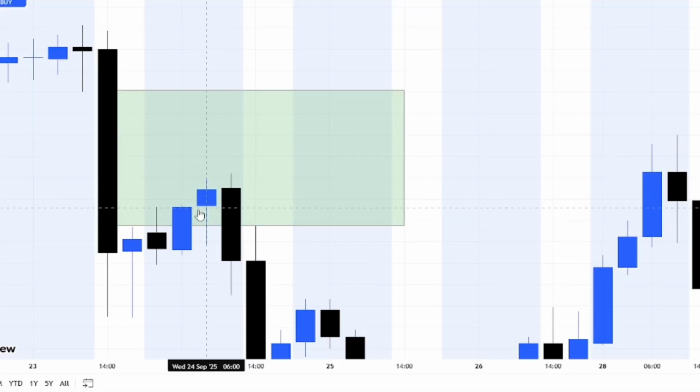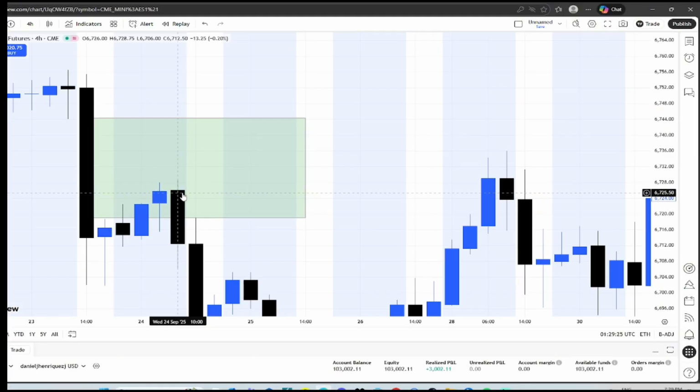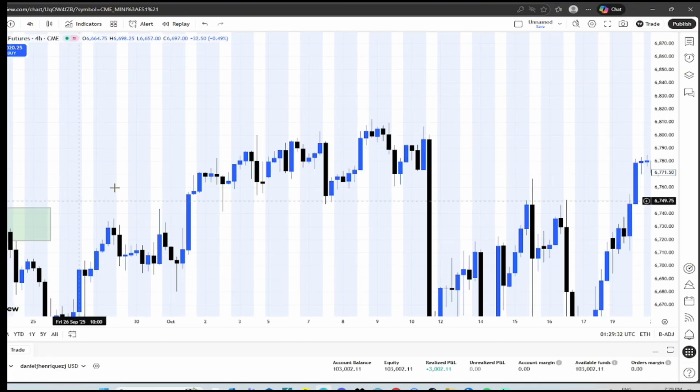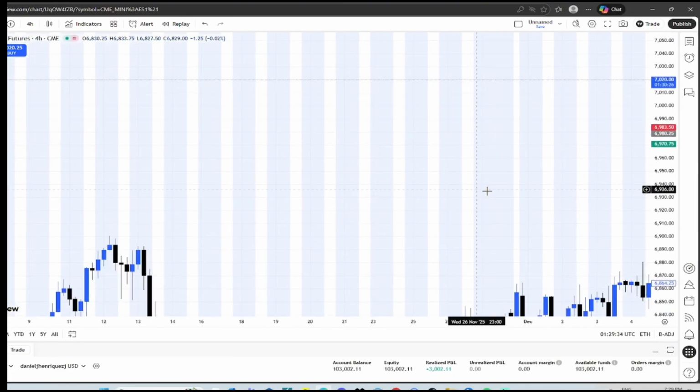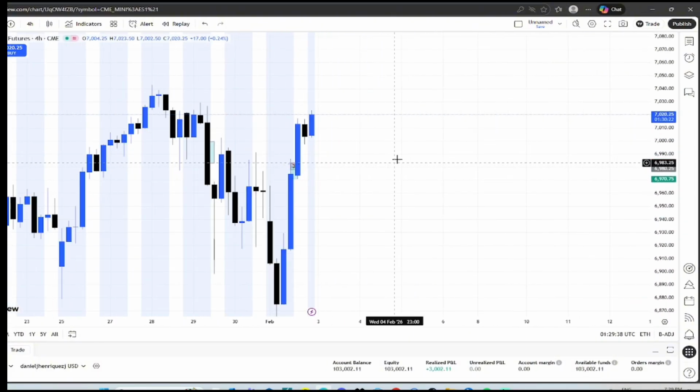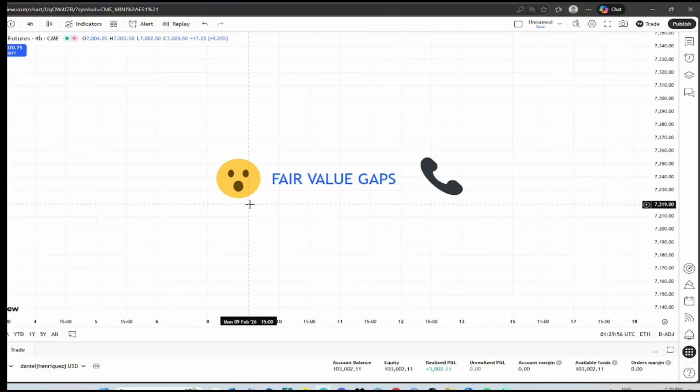And then as you can see here, we had a move into that fair value gap, and the candlestick closed inside the fair value gap, and then we retraced lower. So we respected that fair value gap, since the body of the candlestick actually closed inside of that gap. Hopefully now you have a much better understanding of what fair value gaps are, and you can add them into your everyday trading, and especially if it goes along with your strategy.